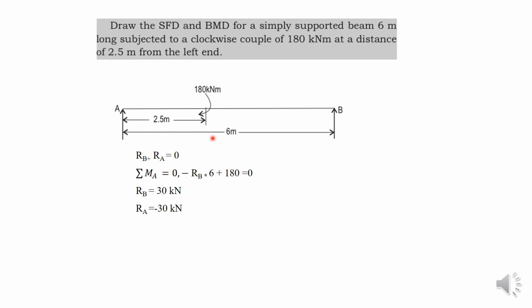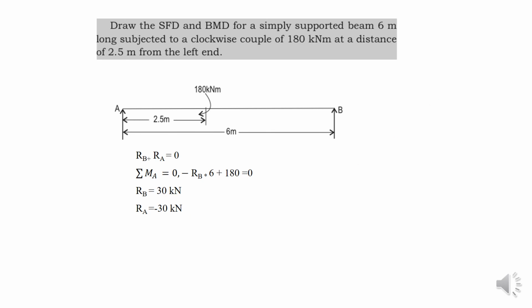So while applying the conditions of equilibrium, that is RA plus RB equal to 0, that means there are no vertical loads acting here. So RA plus RB will be 0, that is RA equal to minus RB. Then apply the second condition, that is sigma MA equal to 0, and that implies minus RB into 6 plus 180 is equal to 0, and from that RB equal to 30, so that RA equal to minus 30 kilonewton. So you got the value of RA as minus 30 and RB as plus 30.